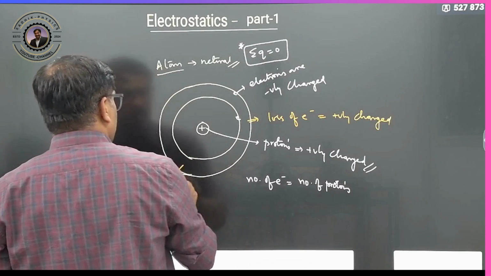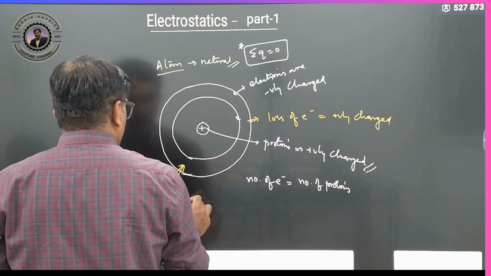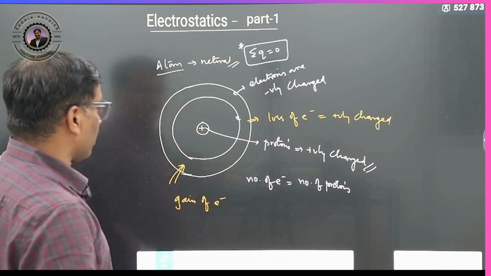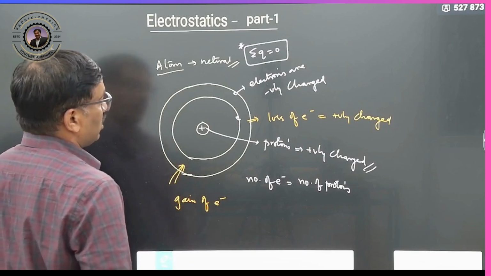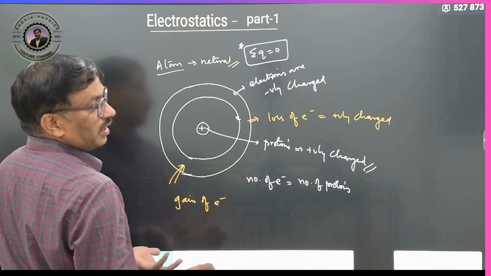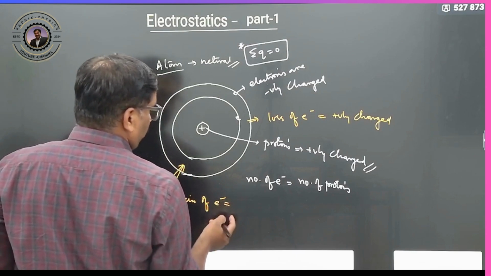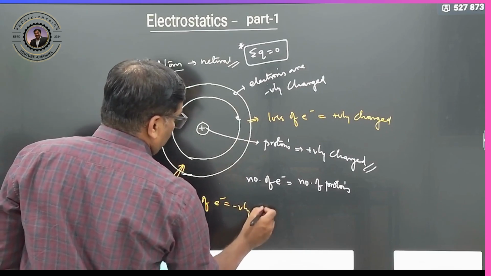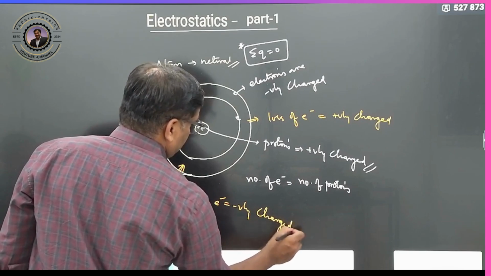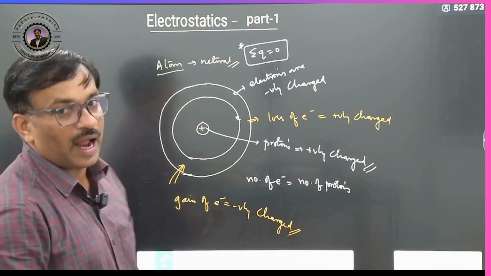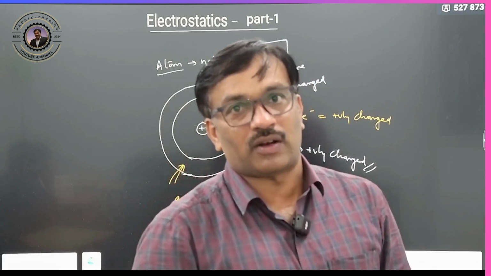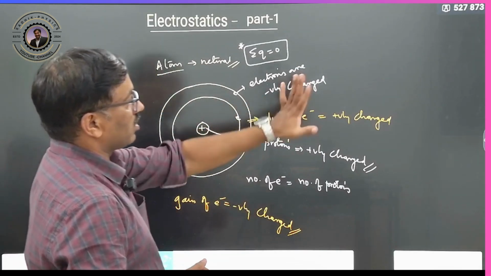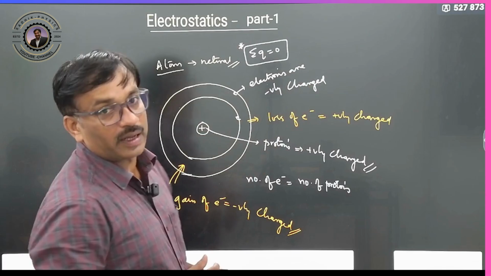Suppose there is a gain of electrons. What happens now? A large number of electrons are given to this body, so negativity increases and positivity decreases. Therefore, more electrons are there, so this will become negatively charged. Clear? So if you are adding electrons or losing electrons, it will become a charged body. Loss of electrons becomes positively charged, and gain of electrons becomes negatively charged.